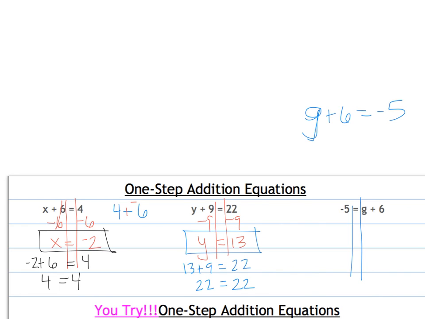I'm going to leave it right now. Opposite of adding 6 is subtracting 6 from both sides, keep it equal. 6 minus 6 is 0. I'm left with one single g.